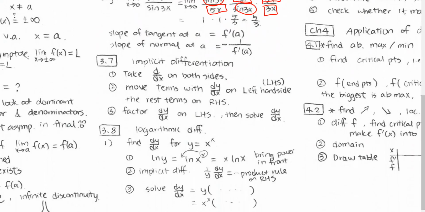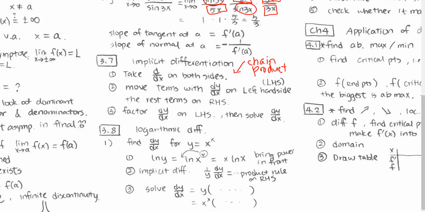All right. Implicit differentiation, okay, 3.7. So here are the steps. You take the derivative on both sides. And then probably in the steps there will be some chain rule and product rule involved. Okay? And after you're done, move the terms with dy dx on the left hand side, and then keep the terms without dy dx on the right hand side.